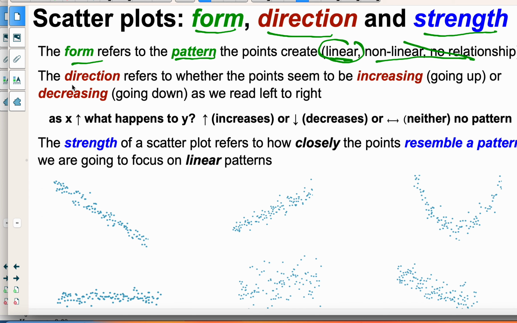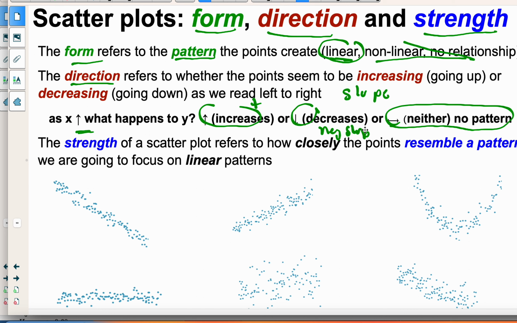The second thing is, what is the direction? This really refers to the slope. So if the direction is increasing, meaning it's going up, meaning as x increases, y increases, it means we have a positive slope. If x is increasing and y decreases, we have a negative slope. Okay? If it does neither, then we have really no pattern.